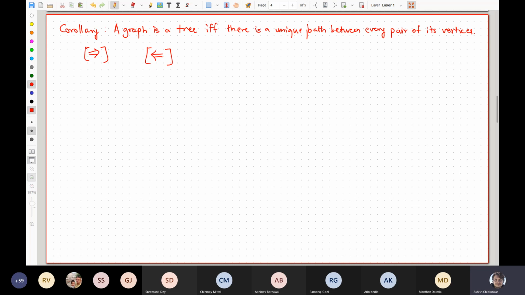Right. So there is a unique path, right? So because there is a unique path, the graph is connected by definition. And because there is a unique path, there is no cycle also, right? So that's easy. So this I'll leave for you to write on the proof.